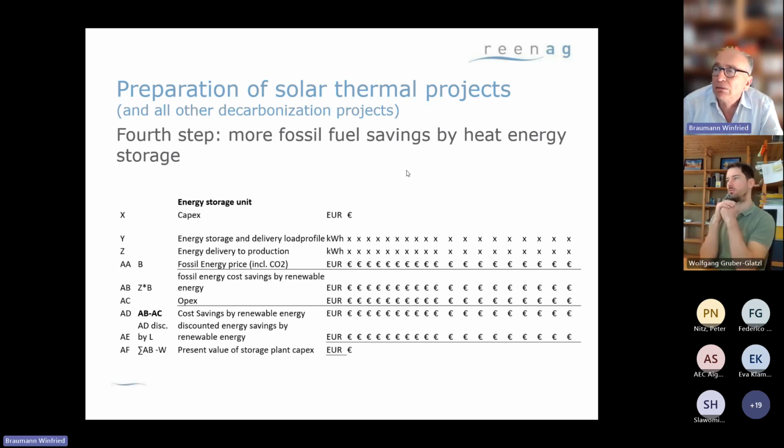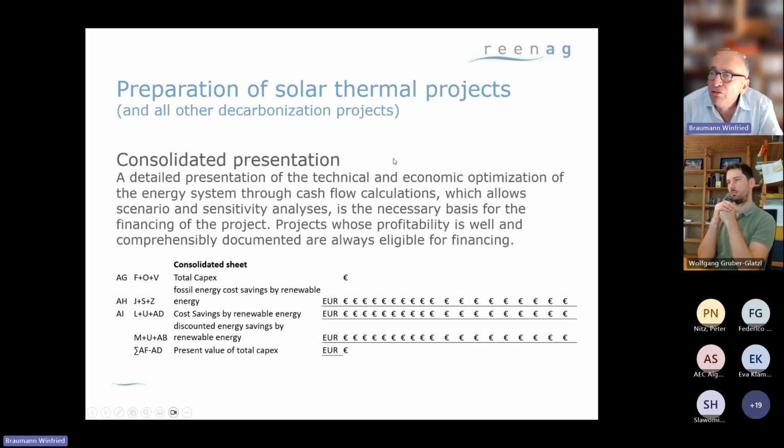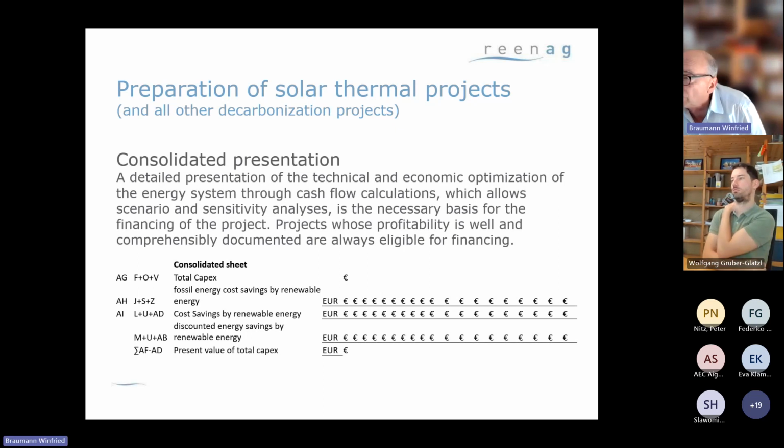Well, if we have gone through those steps, we will have sheets of present value calculations and, of course, therefore, of cash flow calculations for the separate energy cells we have looked at. In our case, it has been the production unit, it has been the solar thermal power plant, and it has been the storage unit.